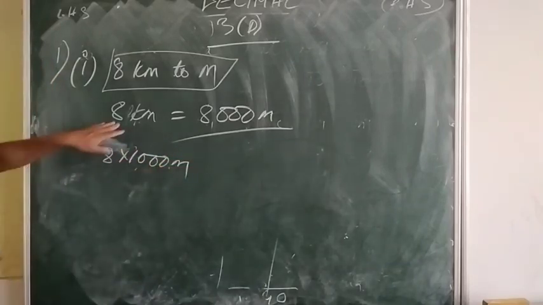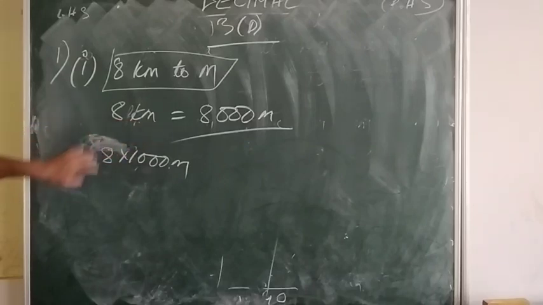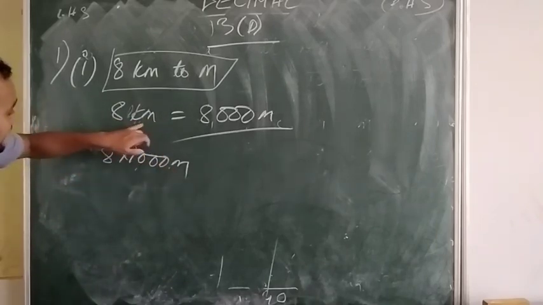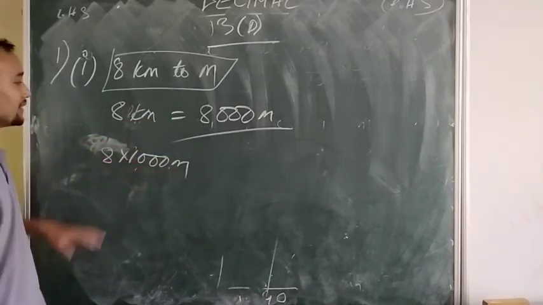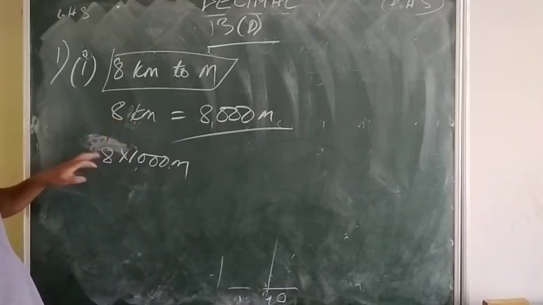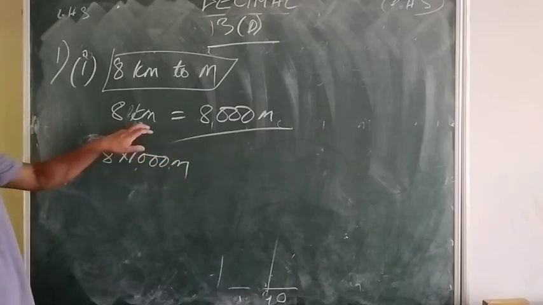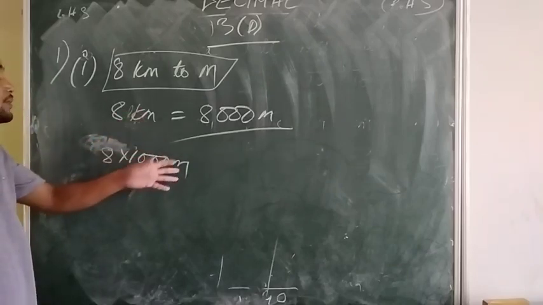See, 8 kilometer. Okay, fine, 8 is the number. We are changing the unit. This kilometer we are converting into meter. We keep 8 as it is, but we are converting kilometer into meter. Now, what is the difference between kilometer and meter? There is a difference of 1000.